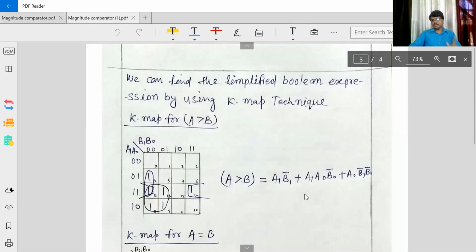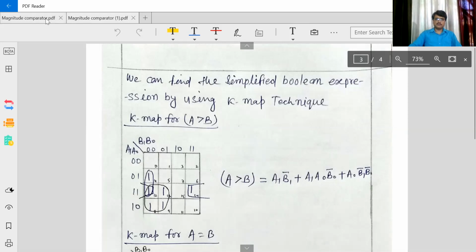So we need three outputs. Okay, and there are four inputs: A0, A1, B0, B1. By the help of these four inputs and by using the AND and OR gates, we have to get this expression. We need three AND gates, and the input to the first AND gate will be A1 and B1 bar.